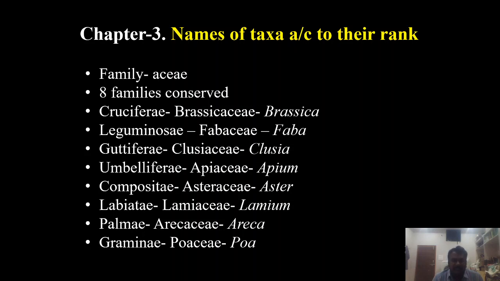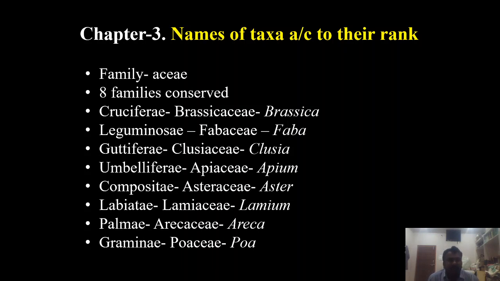For each and every taxon, the name should end with special letters. For family, it ends with -aceae. But there are some 8 families which may not end with -aceae, even though they are eligible. They are treated as correct. Why? Because they are conserved names due to long usage by scientists.